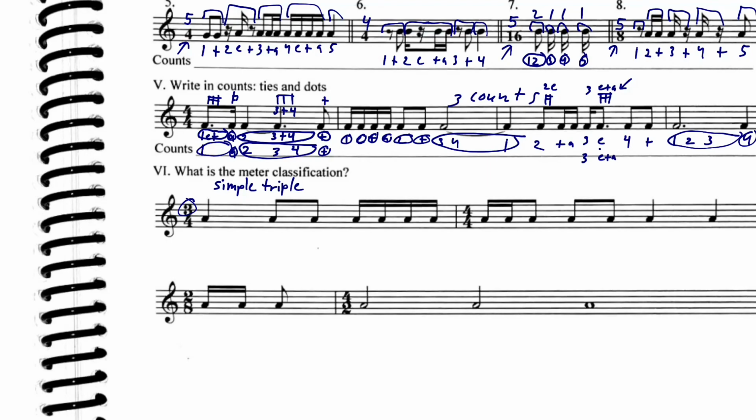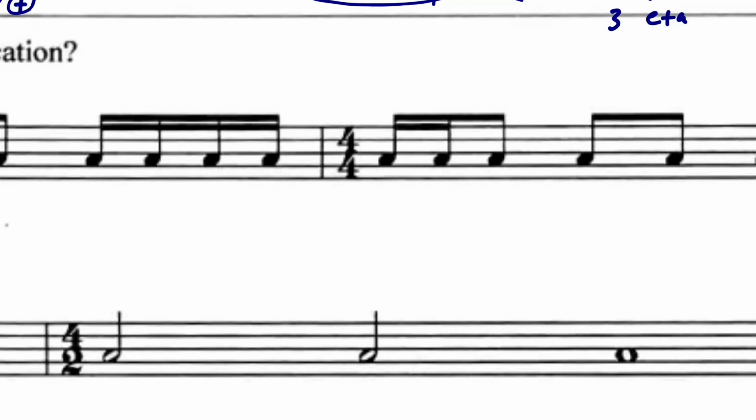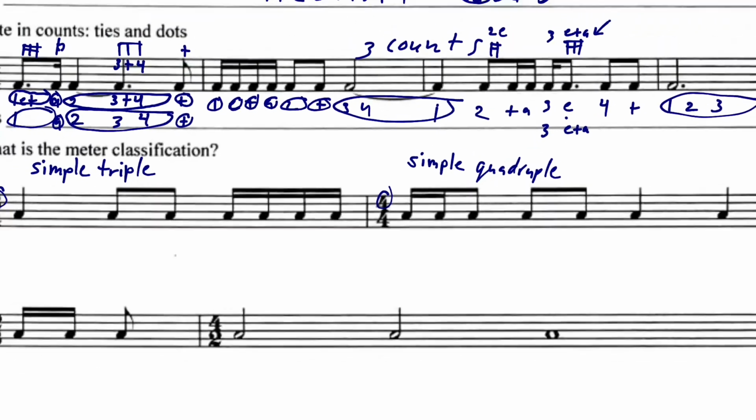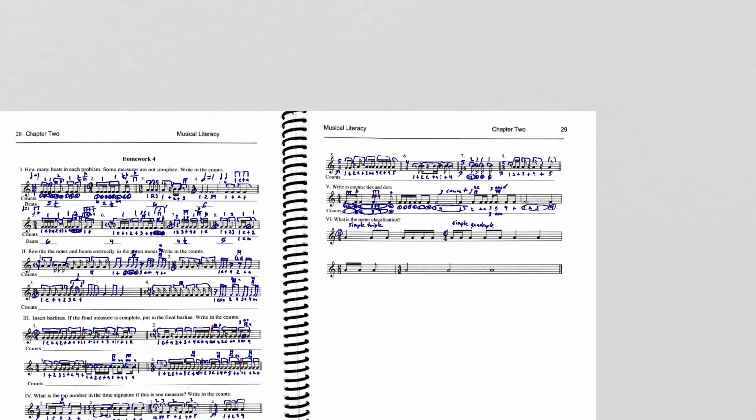Well, it asks for the classification, but it doesn't ask us to write in counts or anything, so that's faster and easier. This one here says 4/4. Well, there's 4 beats, so it's simple quadruple. Okay, and this last one, what do we got here? 2/8. Oh no, not last one, but 2. Well, it's duple. Doesn't matter what the unit is, it's just how many of the thingies on top do we have. 2 main counts, so duple. So simple duple.